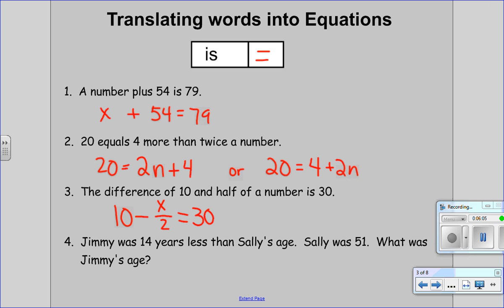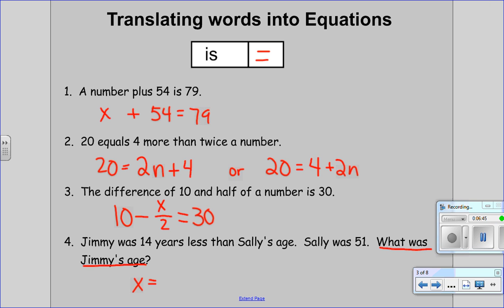Finally, the last example: Jimmy was 14 years less than Sally's age. Sally was 51. What was Jimmy's age? Here, this is a bit more complicated because we have the words embedded in a couple sentences. Let's look at the first one. Jimmy was, well, what we're trying to figure out was exactly what was Jimmy's age. So that's what we don't know. So Jimmy was means x equals 14 years less than Sally's age.